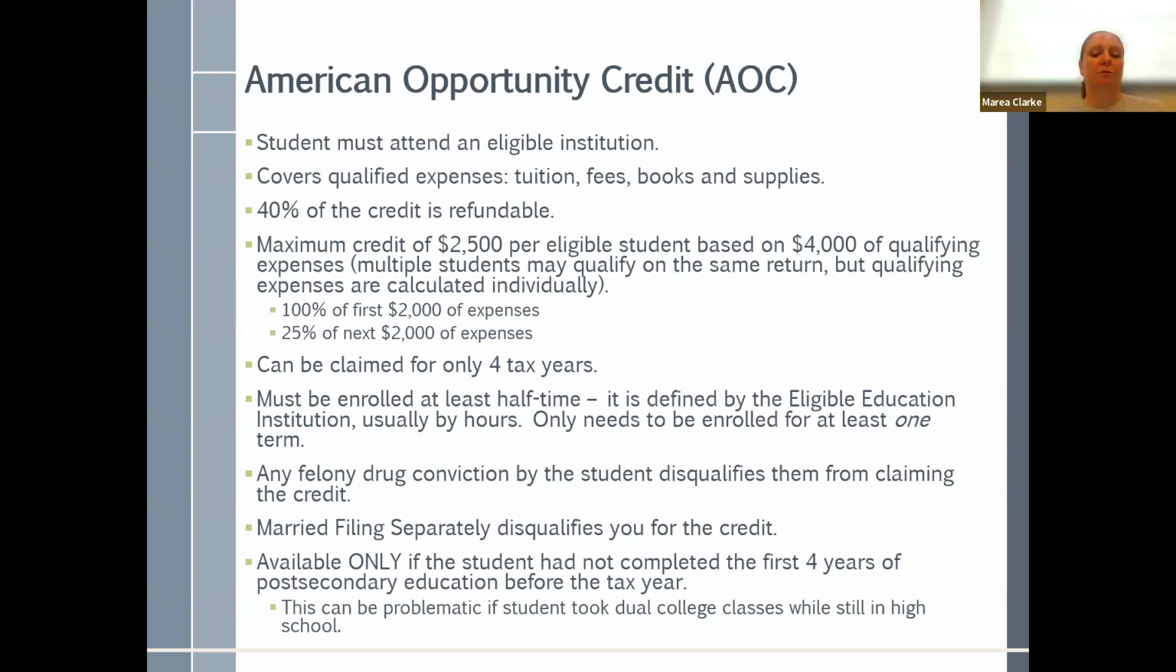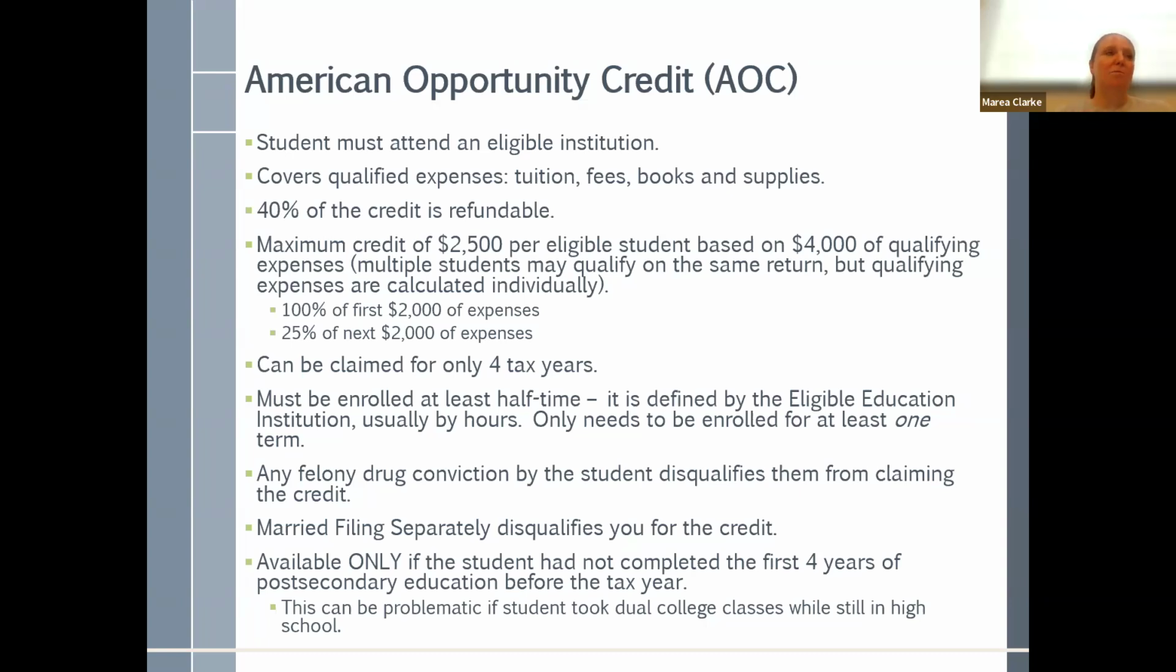There are a couple of key criteria. It can only be claimed for 4 tax years. You must be enrolled at least half-time as defined by the eligible institution. You only need to be enrolled half-time for one term during the year. If you have a felony drug conviction, you are disqualified from claiming this credit. You cannot use married filing separate status. In addition to only claiming it for 4 tax years, it's also only available if you have not completed the first 4 years of post-secondary education.